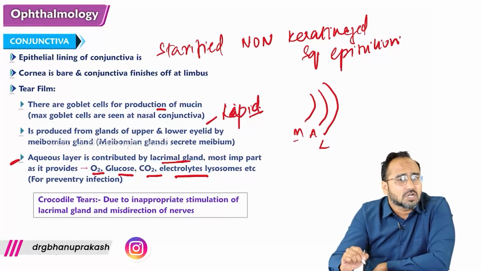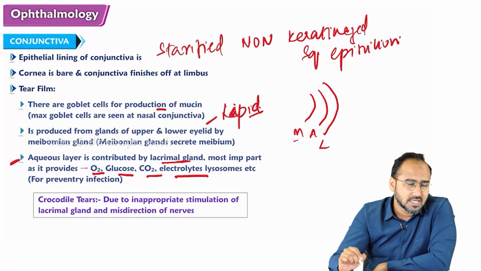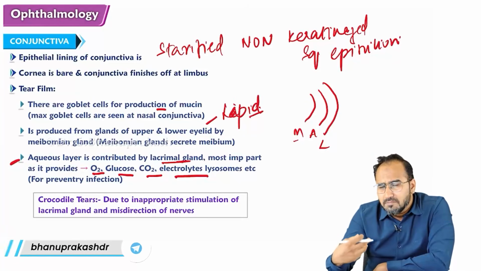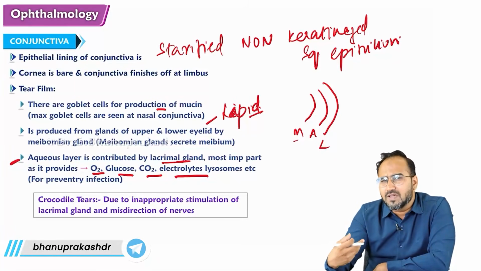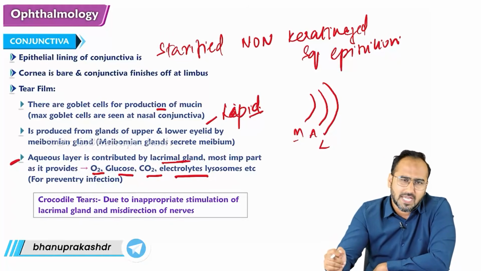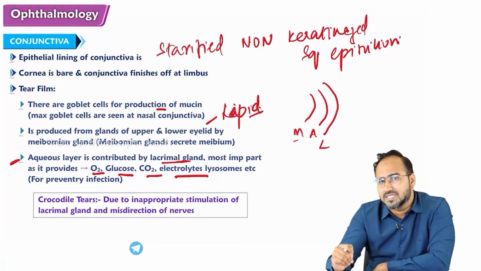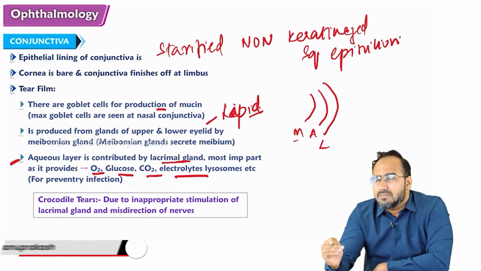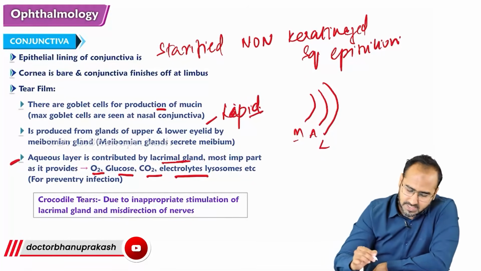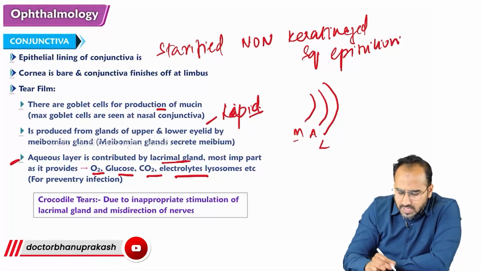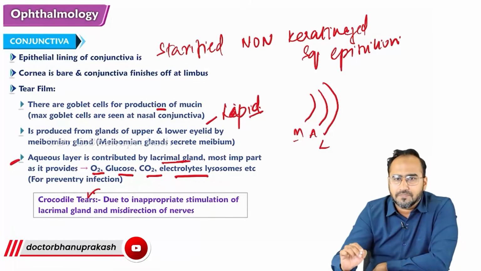There is a condition called crocodile tears. Crocodile tears meaning what? Crocodile tears means the patient will be having just tearing from the eye, even though there is no emotional thing, but still the patient is having tearing of the eye. That is called crocodile tears. Crocodile tears are seen due to inappropriate stimulation of the lacrimal glands. Okay? Due to inappropriate stimulation of the lacrimal glands and misdirection of the nerves, the patient will have crocodile tears.